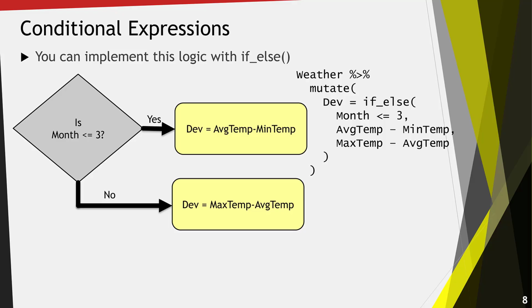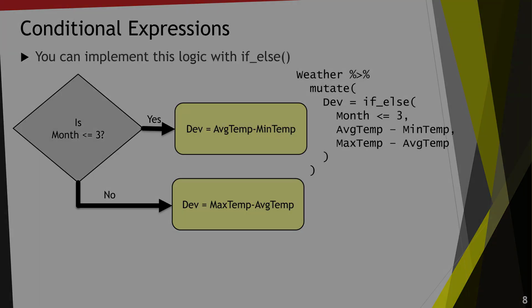I can implement that using the R code that I have on the right-hand side. Again, I'm going to take some data, pipe it to a mutate verb because I'd like to change or create a variable. I'm going to create this variable dev. I'm going to use a conditional expression, if_else. First, I provide the logical test where I say month is less than or equal to 3. If that test is true, I'd like to compute the value as average minus minimum. But if it's false, I'd like it to compute it as maximum minus average.